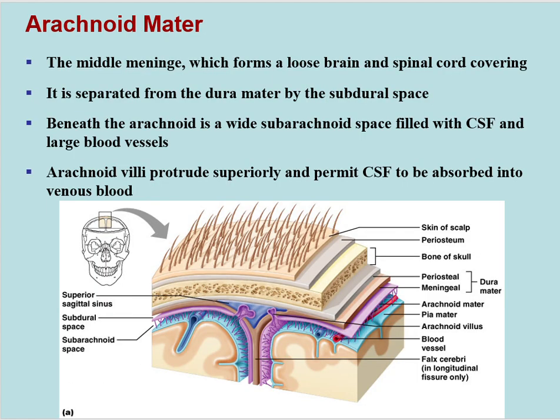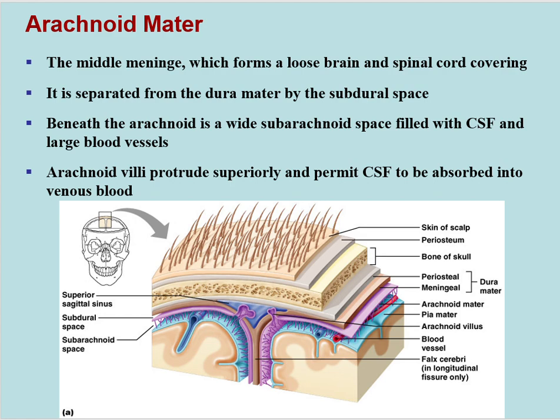Next, we're going to look at the middle arachnoid mater. This is the middle meningeal layer, and it forms a really loose covering of the brain and spinal cord. Separated from the dura mater by the subdural space, a space under it, and beneath the arachnoid is going to be another space. So we have a subdural space and a subarachnoid space. Both of these areas are filled with cerebrospinal fluid or CSF, and in that subarachnoid space, we also have large blood vessels.